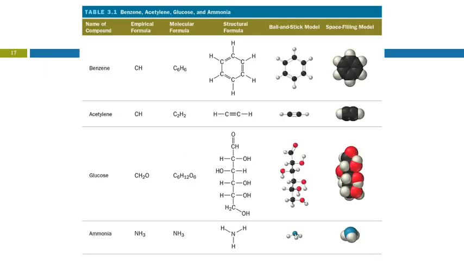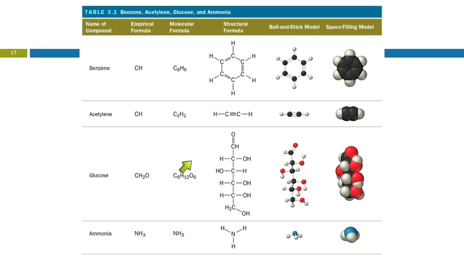This table from your textbook just shows for several different compounds these different ways of representing them. Here we get to see some double bonds. The double bond is indicated with 2 lines. In the ball and stick model, that would be indicated with 2 sticks. We don't see the bonds in the space-filling model. This one has a triple bond in it.